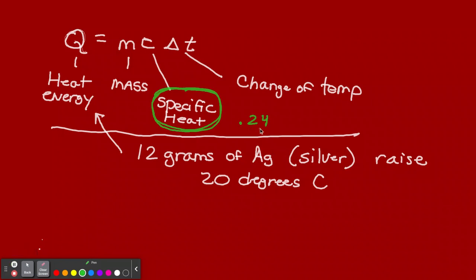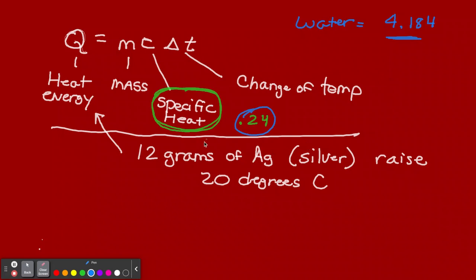So 0.24, where water, maybe we should use blue for water. Water, one of the highest on Earth, actually, is a 4.184. So you can see water as a 4. Just think of it as 4, where silver is 0.24. It's not even near 1. So water is a lot harder to heat up than silver.